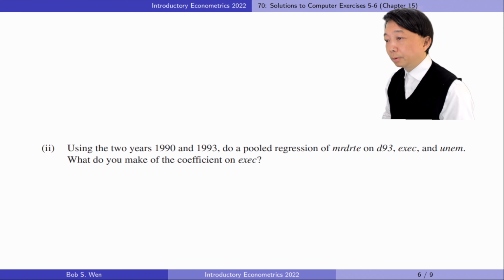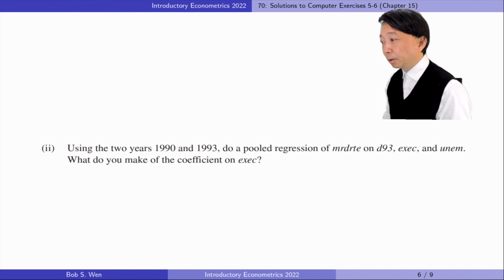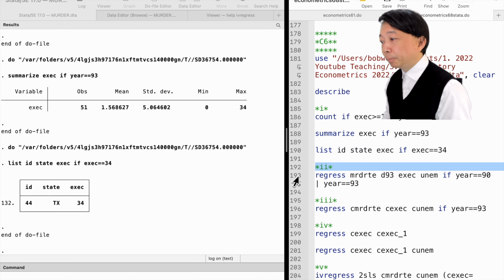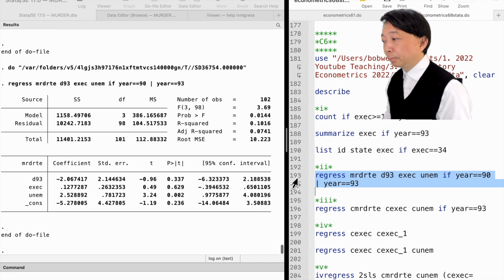In part 2, using the 2 years 1990 and 1993, do a pooled regression of murder rate on D93, execution and unemployment. What do you make of the coefficient on execution? We estimate the model with pooled OLS. The estimate of the coefficient on execution is positive and statistically insignificant. The estimate suffers from omitted variable bias.